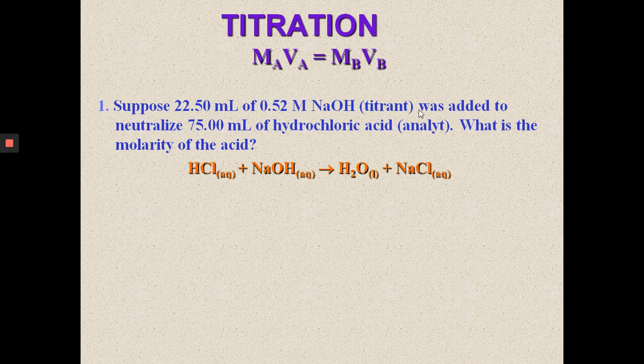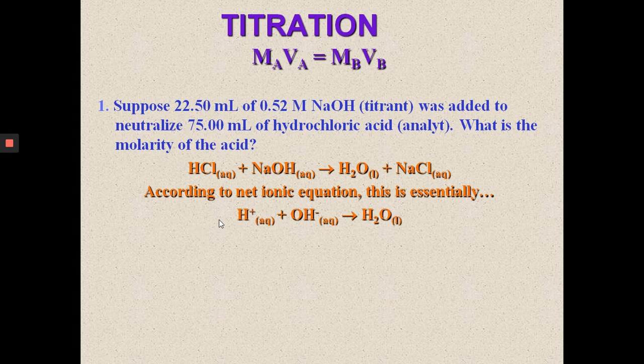First of all, I'm going to carry out the equation. We have hydrochloric acid and sodium hydroxide reacting. This is again a double replacement reaction, which will generate water and a salt, NaCl. According to the net ionic equation, this is essentially H plus and OH minus becoming water. Everything else is a spectator ion, meaning it doesn't matter what they are. Now, we're going to use this equation to calculate MA, because we're looking for the molarity of the acid, or basically the molarity of the hydrogen, because this is what makes it an acid.